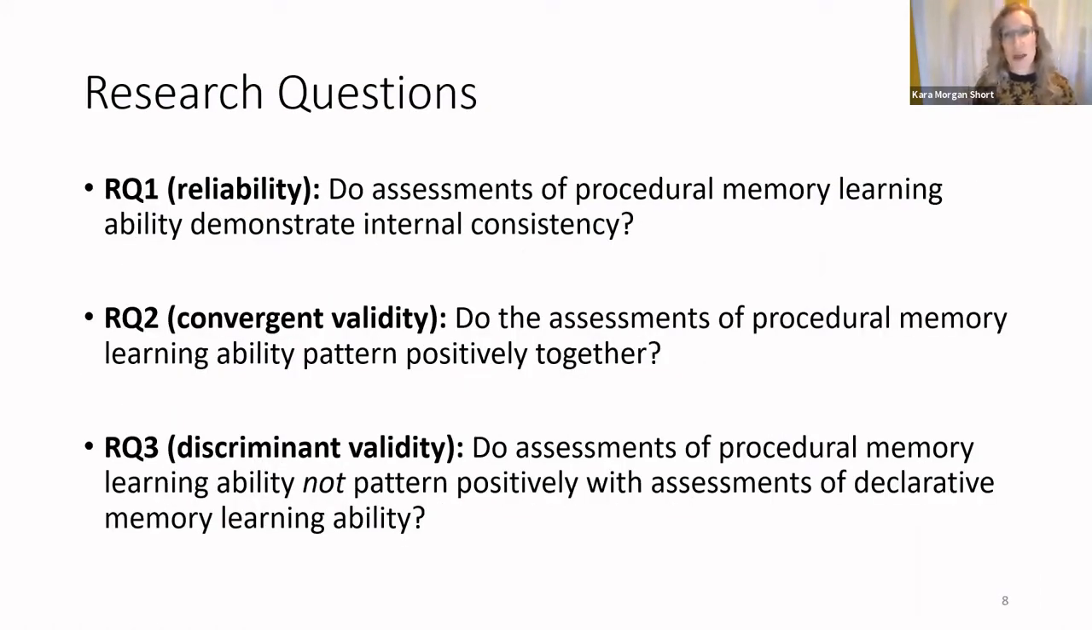First, in regard to reliability, do assessments of procedural memory learning ability demonstrate internal consistency? Next, related to convergent validity, do the assessments of procedural memory learning ability pattern positively together? And finally, related to discriminant validity, do assessments of procedural memory learning ability not pattern positively with assessments of declarative memory learning ability? And with that, I'm going to turn it over to Josh for our methods and results.